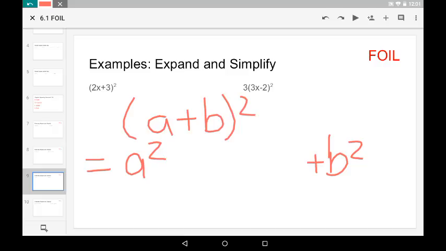And in the middle, you end up with 2 of A times B. So remember in the last example we had 6x plus 6x, because you end up multiplying A times B and B times A when you do the O and the I, the outside and inside of FOIL. So you end up with 2 of exactly the same term. So in this case it's 2AB, 2 times A times B.